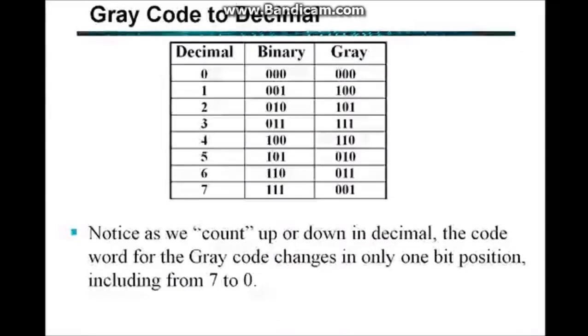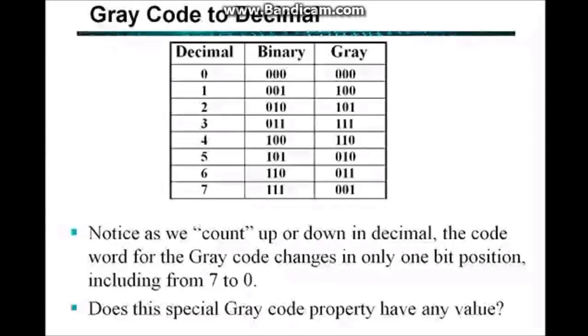So you'll notice here that as we count up or down in decimal, say between 0 and 1 or 1 and 2, then the code word for the gray code only changes by 1 bit position. So that includes between 7 and back to 0. Whereas the 3-bit binary code changes multiple bits at a time in certain circumstances. Then the question really is, does this special gray code property have any value for us when we're thinking about the shaft encoder?